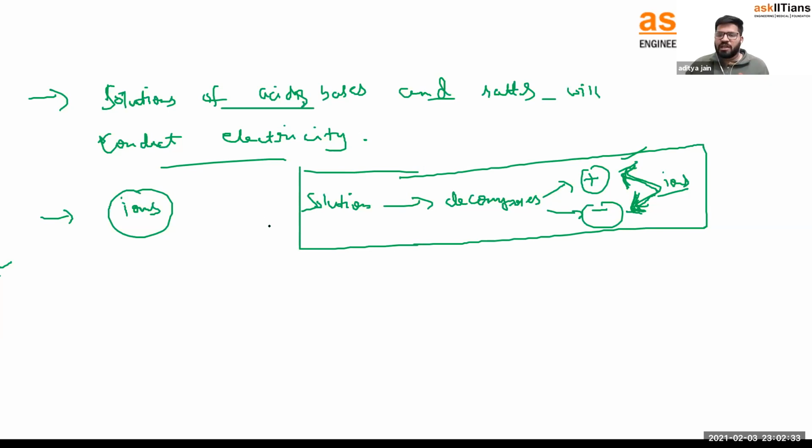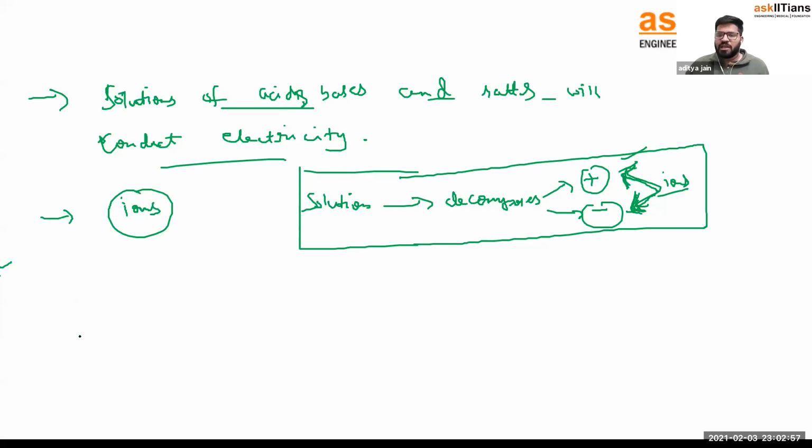Okay, certain chemical reactions are taking place in the solution. That's why, due to those chemical reactions, it is getting decomposed into positive and negative ions. So the basic chemistry behind this is these chemical reactions. Done. So solutions of acid, bases, and salts will conduct electricity due to the presence of ions.